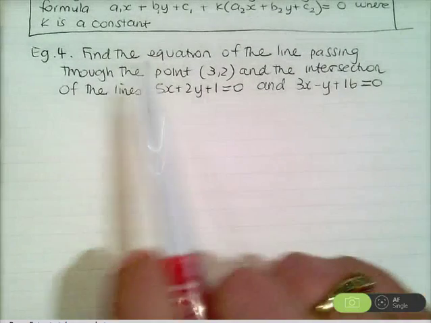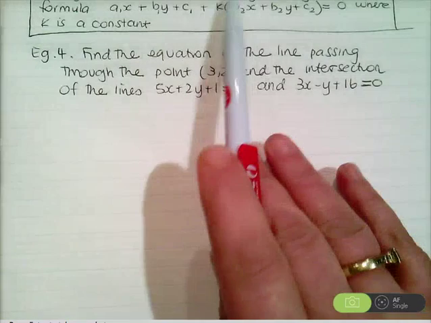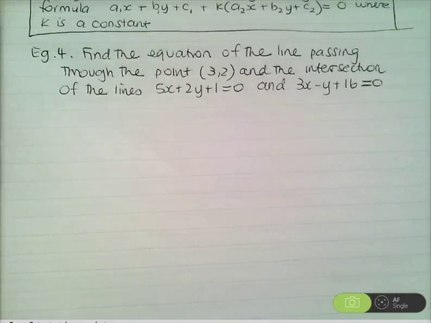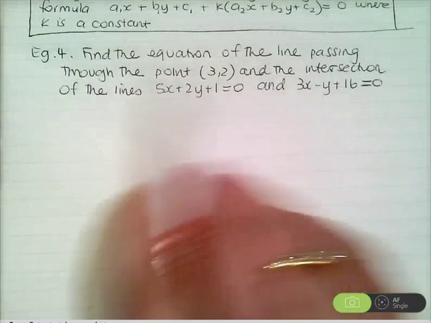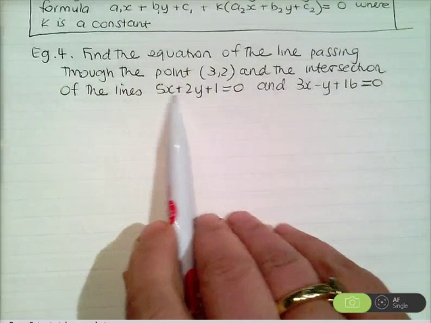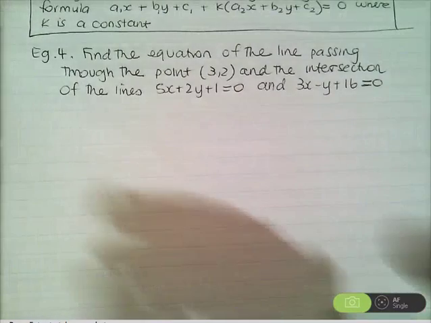Okay. Now I think it's just best that I do one or two examples here to show you how this works. So example 4, we're doing the same question as example 3, but we're using this method instead. Now from example 3, I can see the answer. We'll compare our answer to that one in a minute. So find the equation of the line passing through the point 3, 2 and the intersection of the two lines 5x plus 2y plus 1 equals 0 and 3x minus y plus 16 equals 0.